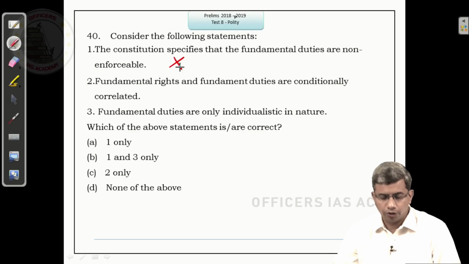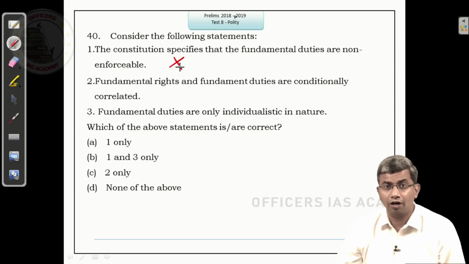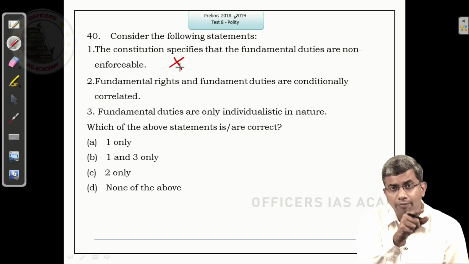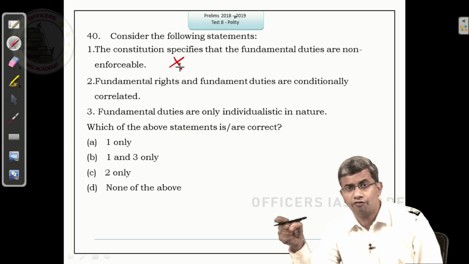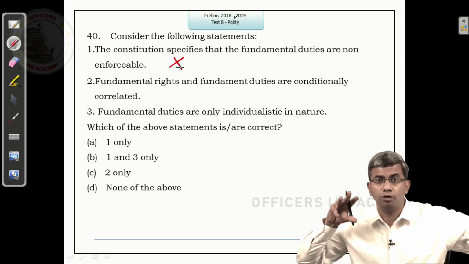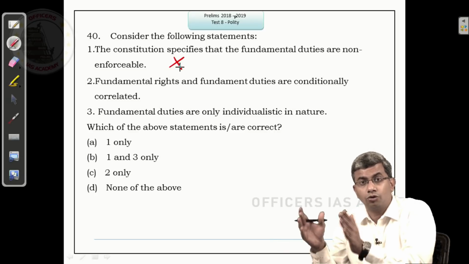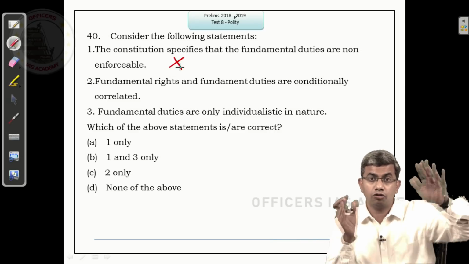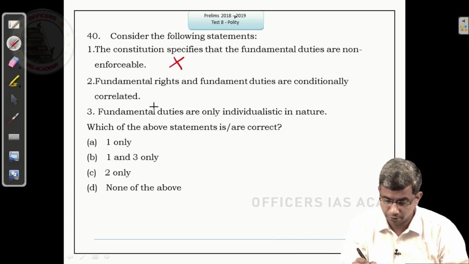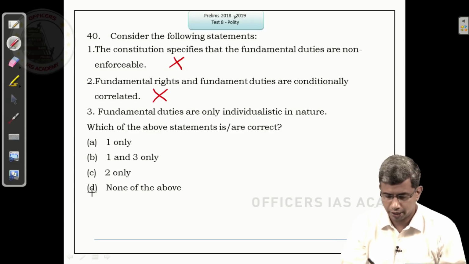Fundamental rights and fundamental duties are correlated. Yes, they are correlated. But are they conditionally correlated? What does conditional correlation mean? Your enjoyment of fundamental rights is dependent on fulfillment of fundamental duties. Is it the case in India? No. Fundamental rights are legally enforceable. Fundamental duties are just ideals which a citizen should follow. The duties were inserted in 1976 so that there can be some correlation with the rights people enjoy. So rights are correlated with duties, but they are not conditionally correlated. So the second statement is also wrong. There is no option called 3 only. So the correct answer is D, none of the above.